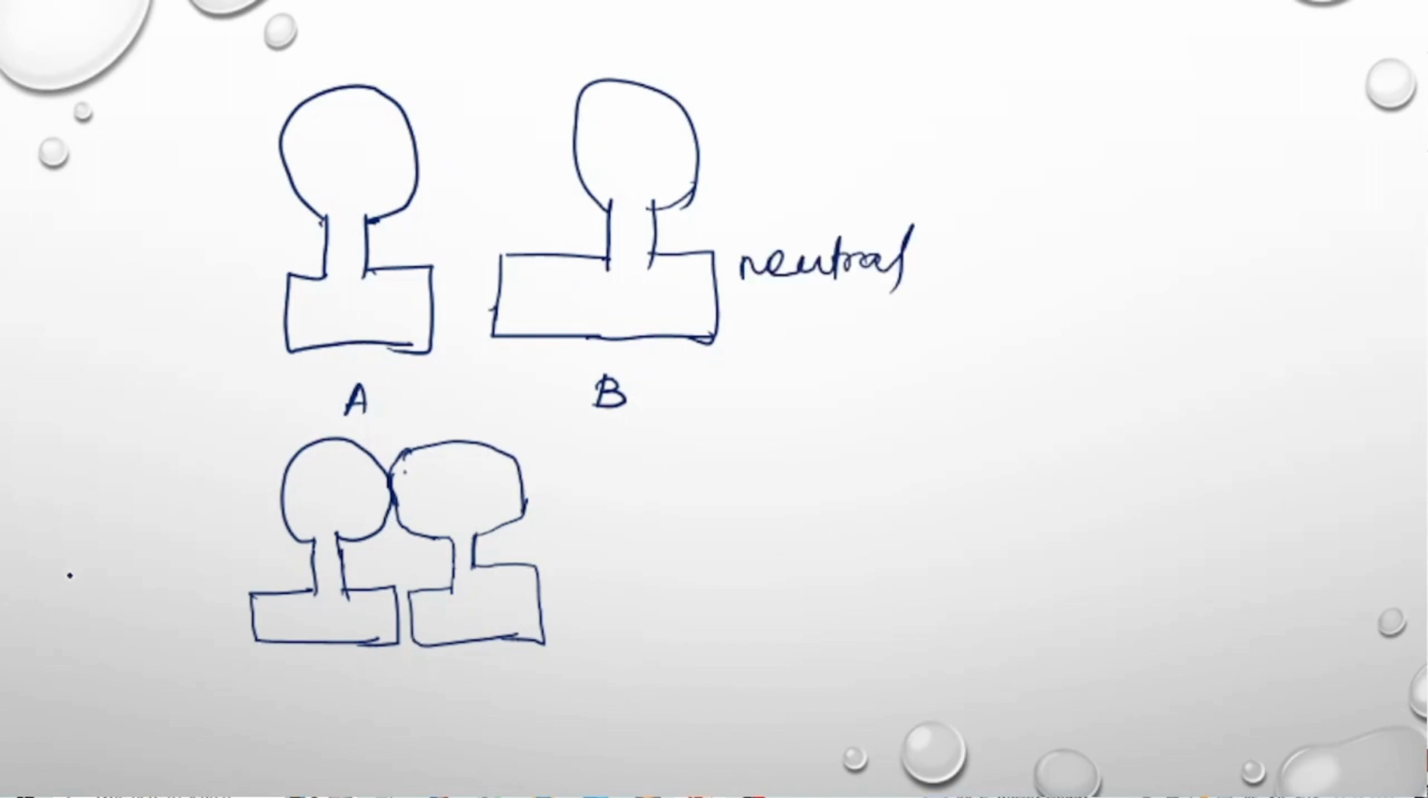Now I am going to bring a negative charge from an external source. If I bring a negative charge from my external source, what will happen here? They are neutral, which means positive charge is present, negative charge is also present, but equal in amount. So this side, due to attraction, positive charge will be generated. On the other side, negative charge will be generated.